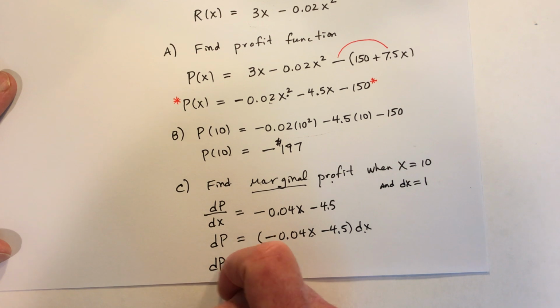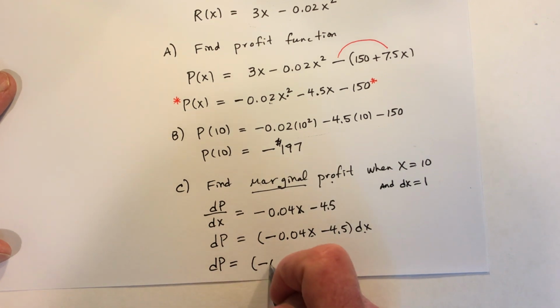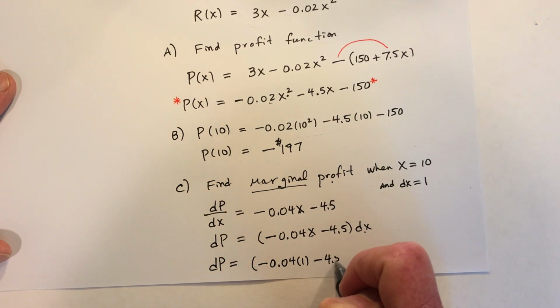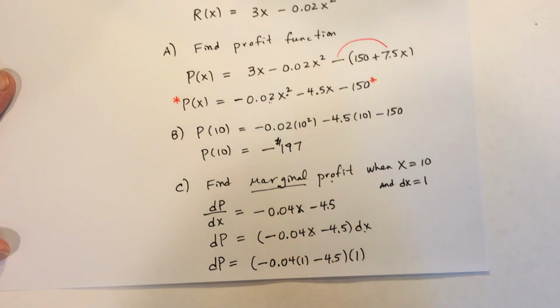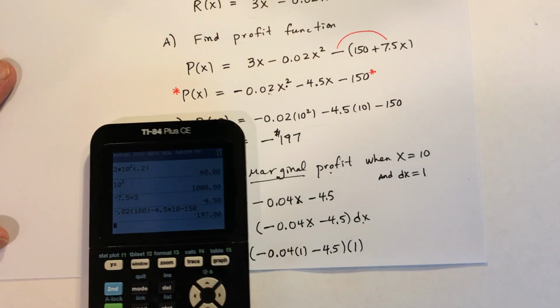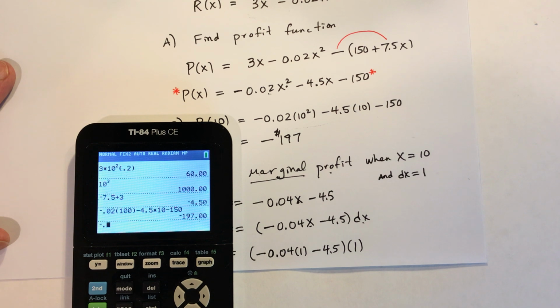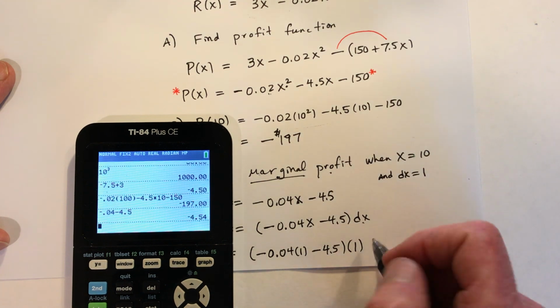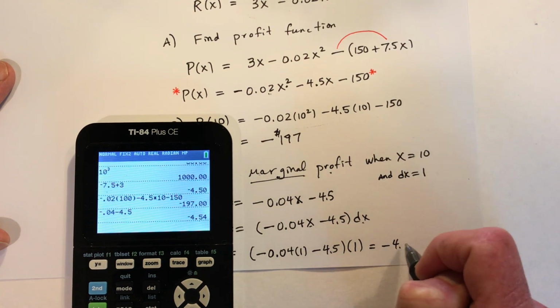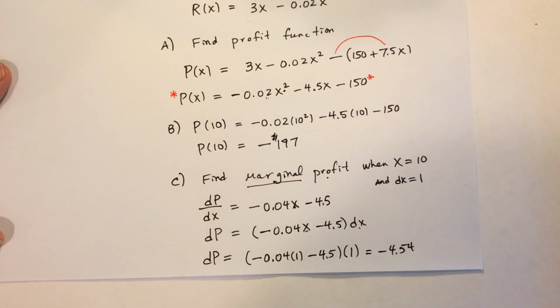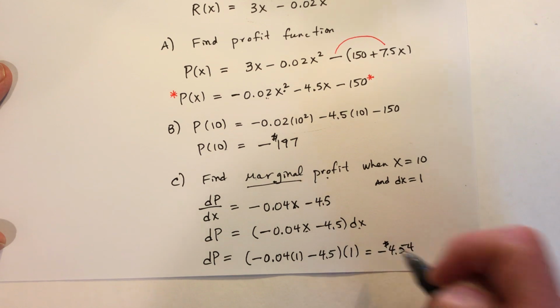So dp will equal negative 0.04 times 1. And then what if dx is a 1? So then this is a negative 0.04 times 1 minus 4.5. And so then negative 4.54. And then this is in dollars.